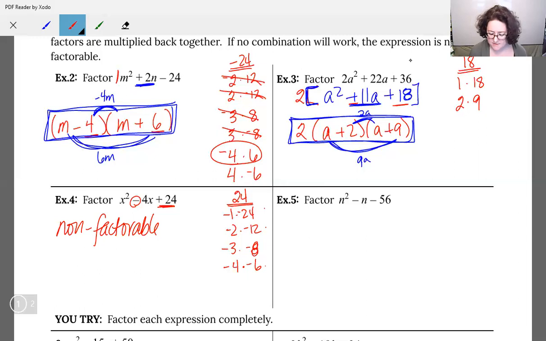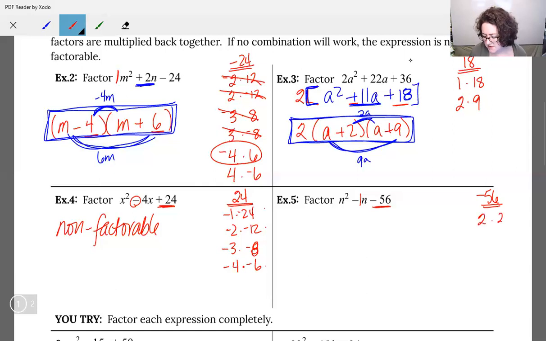Okay, example 5. So I'm focusing on that negative 56. That's what we want to brainstorm on. We're trying to make negative n, what's our implied coefficient? We're trying to make a negative 1. So that means we're going to multiply. To get a negative, we need to do a positive and a negative, and then when we add those together, we'll end up with a negative 1. And so what are some factors of 56 that you can think of?